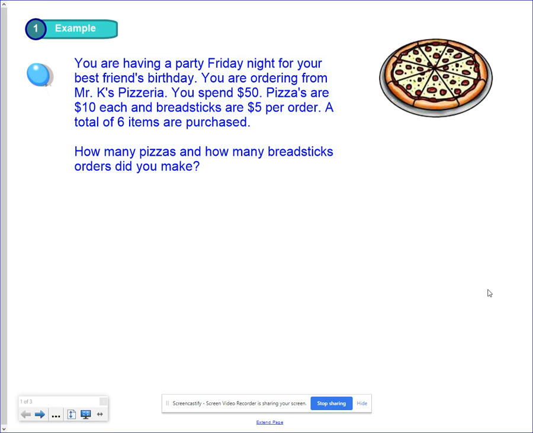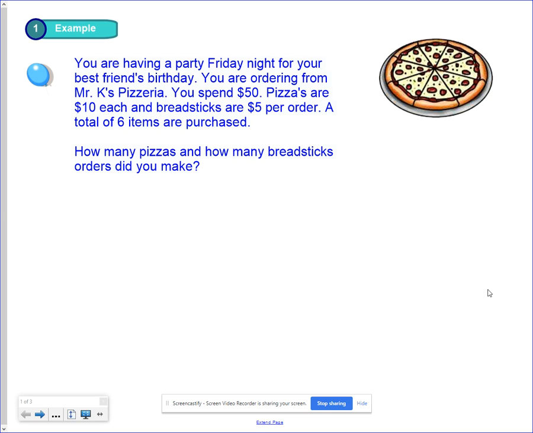You are having a party Friday night for your best friend's birthday. You are ordering from Mr. K's Pizzeria. You spend $50. Pizzas are $10 each, and breadsticks are $5 per order. A total of 6 items are purchased. How many pizzas and how many breadsticks orders did you make?